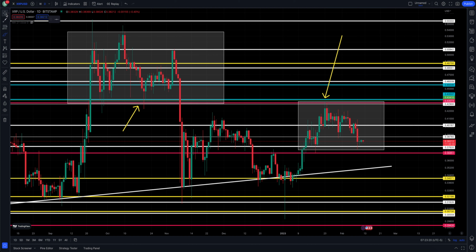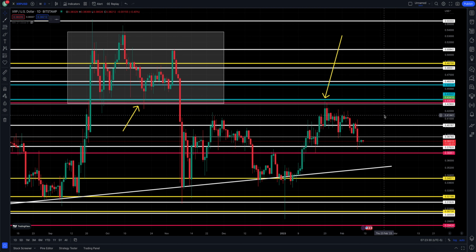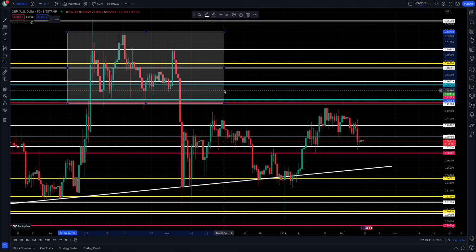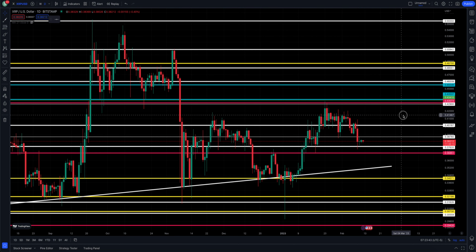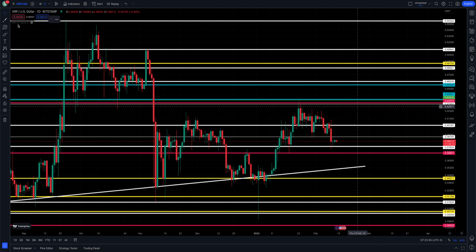Things will probably be relatively quiet until we either resolve this lawsuit or we get a big rally in Bitcoin. But I still think that even if that took place, which I don't see that happening, at least right now, I think XRP price will stay relatively quiet.